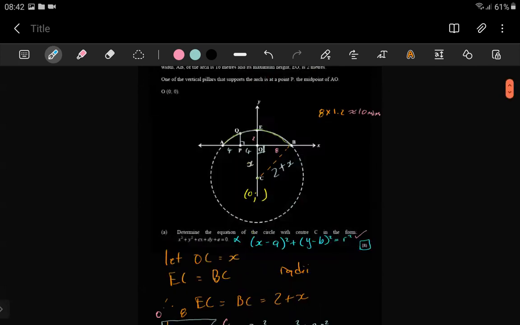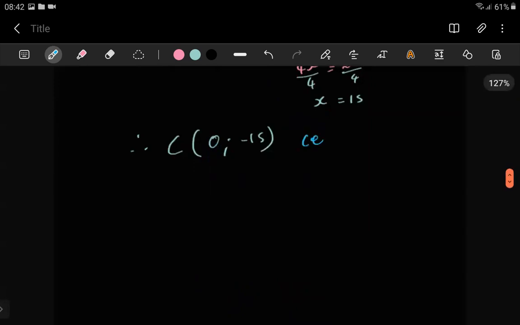which is like 15 plus 2. So we have the center, right? Maybe even label it just for the vibes. The radius is 15 plus 2, which is like 17. You see, we have the center, we have the radius. It's all nice.